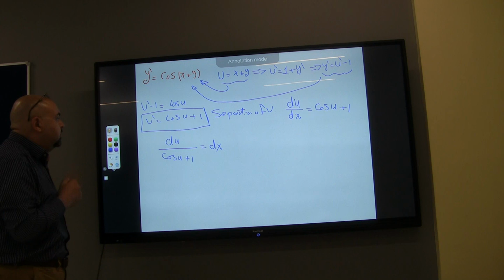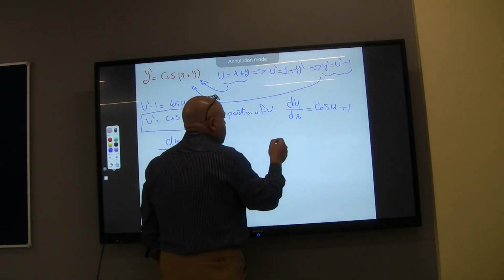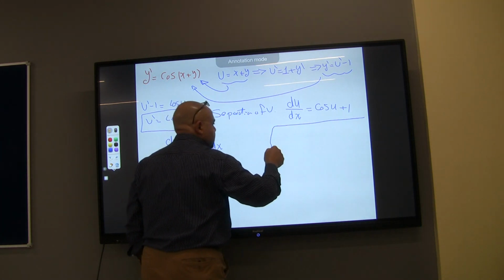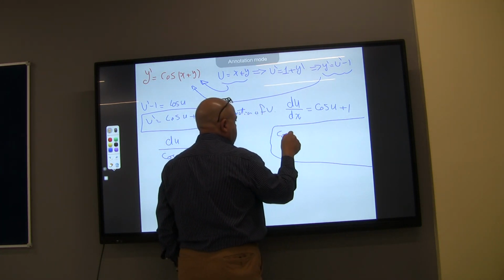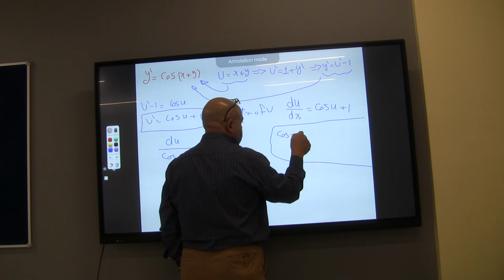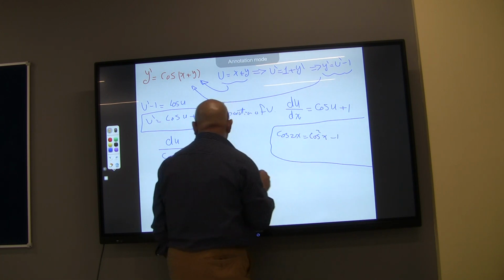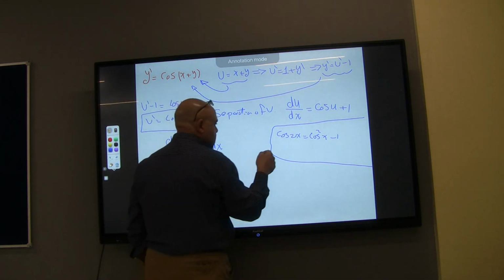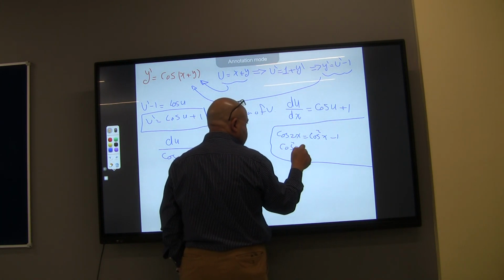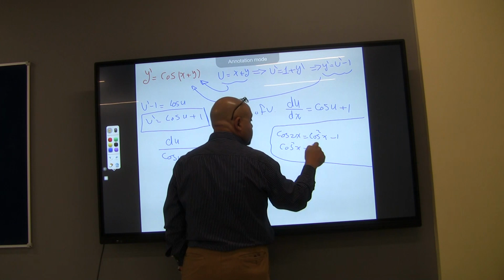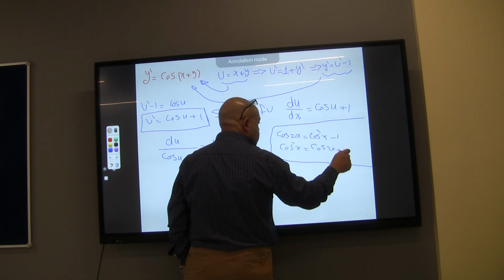Okay, how to integrate this without substitution? If you remember, we have a law that states that cosine 2x will equal to 2 cosine square x minus 1. That's in cosine square x will equal to cosine 2x plus 1 over 2.